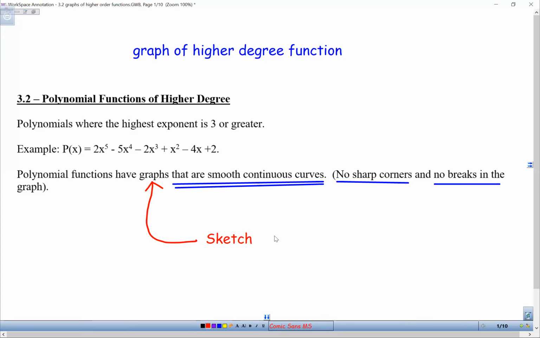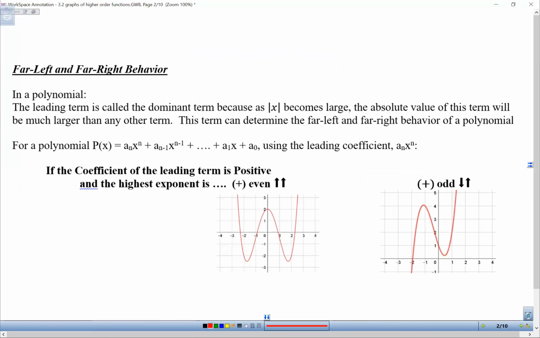Okay, so we've already graphed straight lines, we've already graphed quadratic functions and absolute value functions. This is going to be graphs of functions where the highest exponent is 3 or greater. Okay. All right, so let's look at the first thing. First we're going to be finding out what happens on the left side of the graph and the right side of the graph. So this is called the far left and far right behavior.